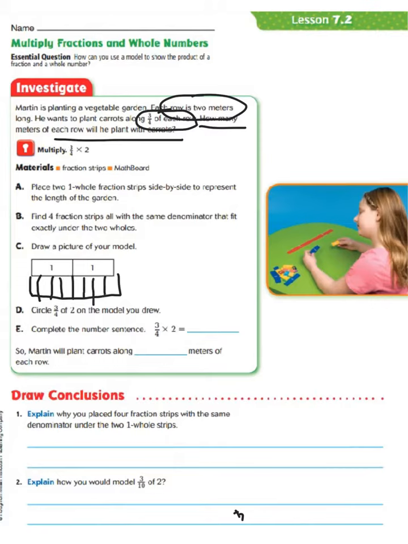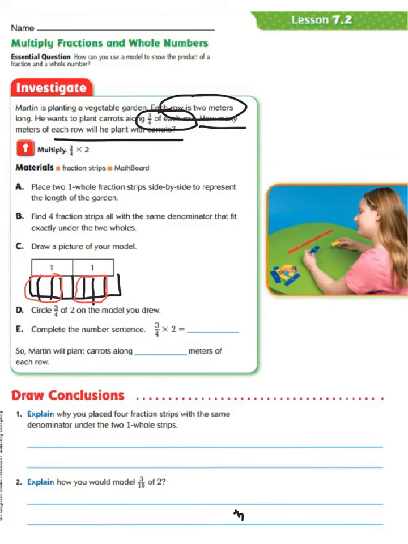Okay, our next step, it says to circle 3/4 of 2 on the model you drew, which means that we need to circle 3/4 on this side and 3/4 on this side. So let's go ahead and do that. There's 3/4 and there's 3/4. So now it says to complete the number sentence, 3/4 times 2.